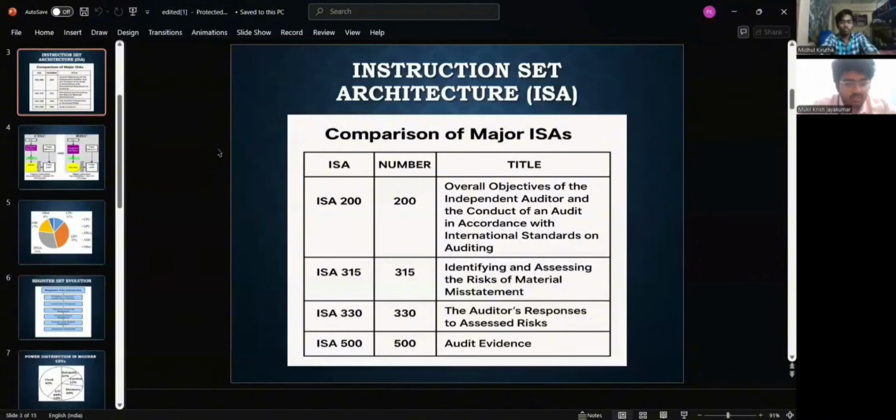Second, domain-specific extensions. Matrix operations for ML, that is Intel AMX and ARM SVE. Cryptographic instructions, that is AES-NI and the ARMv8 cryptographic extensions. Vector processing with AVX-512, though controversial for power consumption.